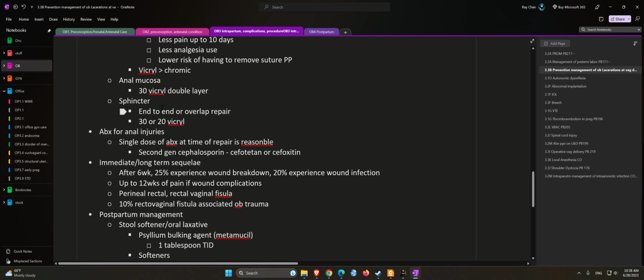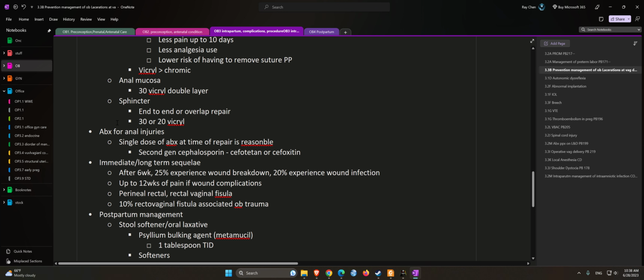Antibiotics for anal injury: a single dose of antibiotics at the time of repair is reasonable. A second generation cephalosporin, either cefotetan or cefoxitin, 2 gram IV.